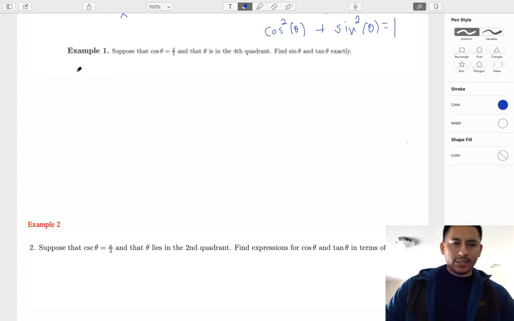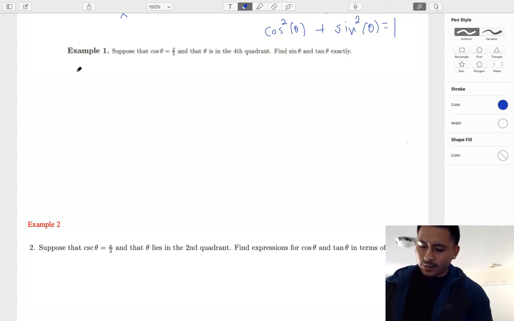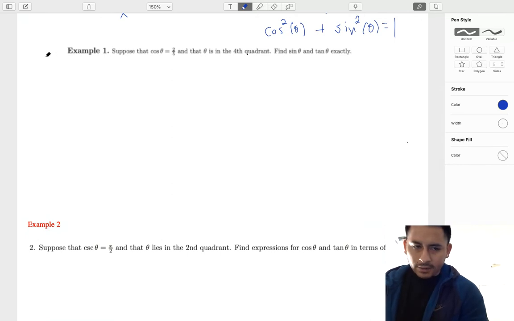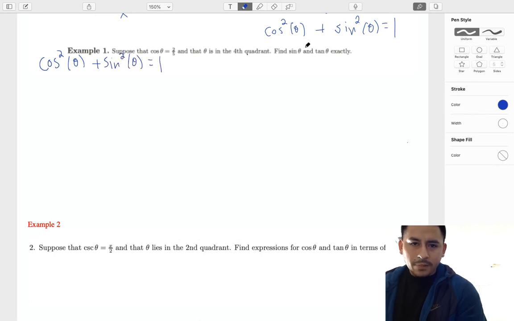All right, so let's go ahead and get started with example one. We're going to need the Pythagorean identity that we derived earlier to find the value of sine. Once we find the value of sine, we'll be able to get tangent. So we know that the identity is cosine squared of theta plus sine squared of theta is equal to 1. And we already have the value of cosine of theta. Cosine of theta is equal to 2/5.